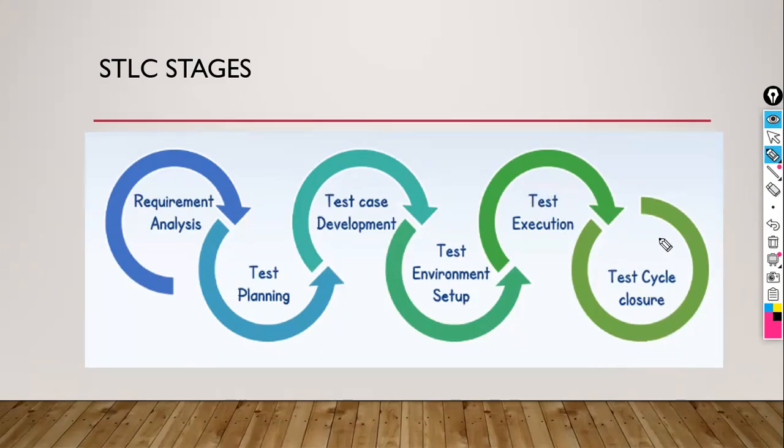If everything goes well and we don't find any issues, then we can go for the last stage, the test cycle closure stage, wherein the test closure document is going to be prepared. In the test closure document, we are going to keep the entire testing part, whatever we have done, along with the results. This test closure document is submitted to the client for approval. The client will go through the document and give his approval.